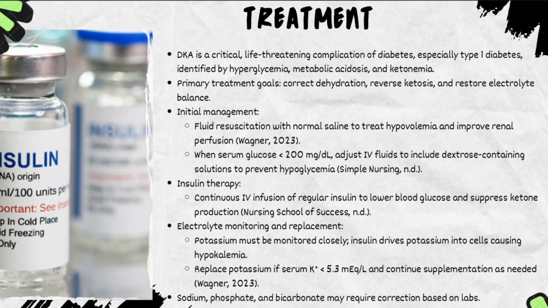Treatment. DKA is a critical life-threatening complication of diabetes, especially type 1, identified by hyperglycemia, metabolic acidosis, and ketonemia. Primary treatment goals include correcting the dehydration, reversing ketosis, and restoring electrolyte balance. Initial management, we need to do fluid resuscitation with normal saline to treat hypovolemia and improve renal perfusion. When the serum glucose gets under 200, we will adjust IV fluids to include dextrose-containing solutions to prevent hypoglycemia.